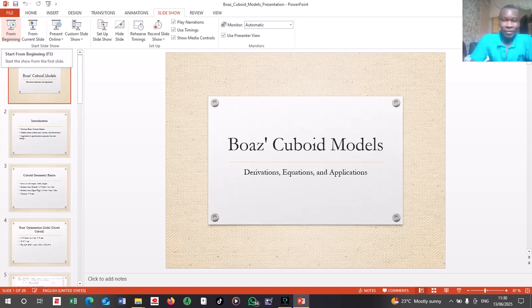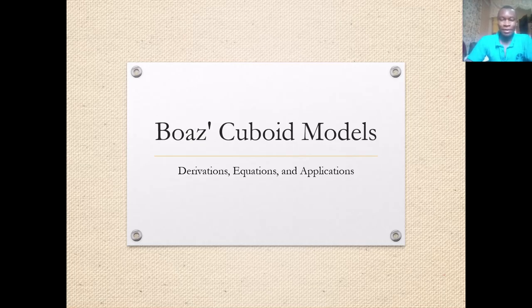Yes, welcome back to today's explanation of the Boas cuboid models. Today we are looking at the Boas cuboid model.